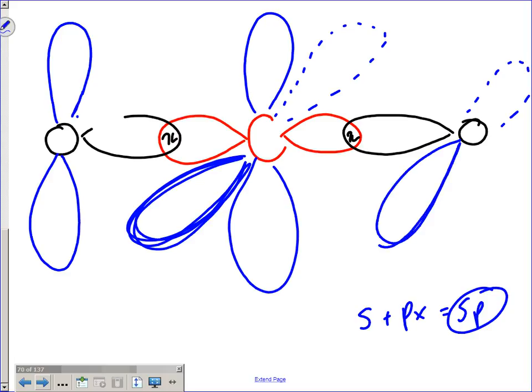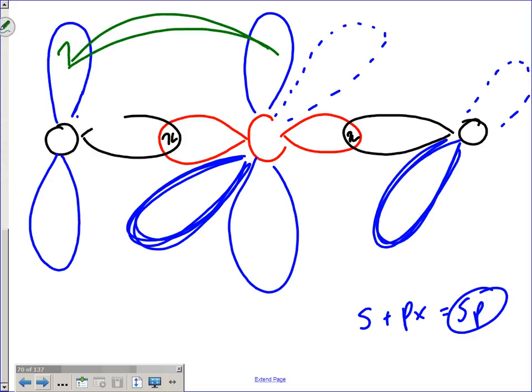And there's no rhyme or reason. It could be either one, either side. So overlapping here occurs. They're sharing an electron. So how many electrons are between oxygen and carbon? 4, which is what a double bond is.